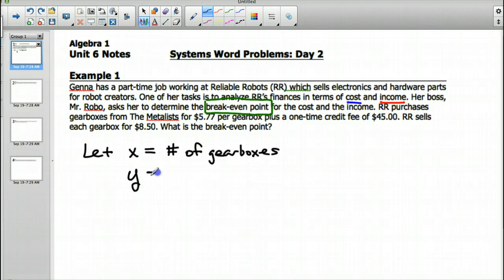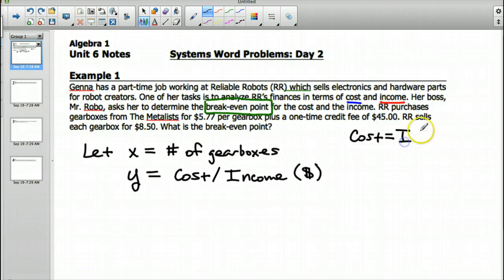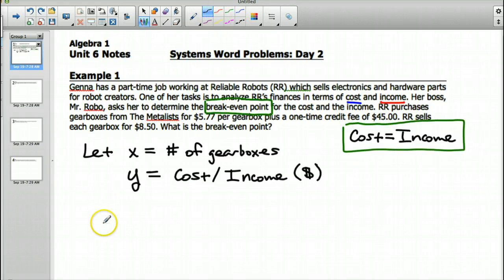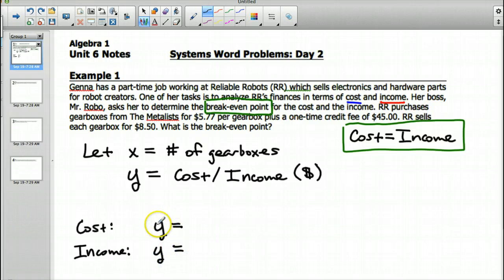Y in this case is going to be equal to both my cost and my income, and that's in terms of money. Again, we're assuming for this problem that the cost and the income are equal, because for a break-even problem, cost is always equal to your income. So I'm going to let Y represent both of those, the cost and the income. So when I write my equations, one of my equations is going to be my cost equation, how much does it cost to run the company, and the other equation is going to be the income equation, how much do I make? And both of them are going to start with a Y equals, since we're assuming that the money you make is equal to the money you spend for this problem.